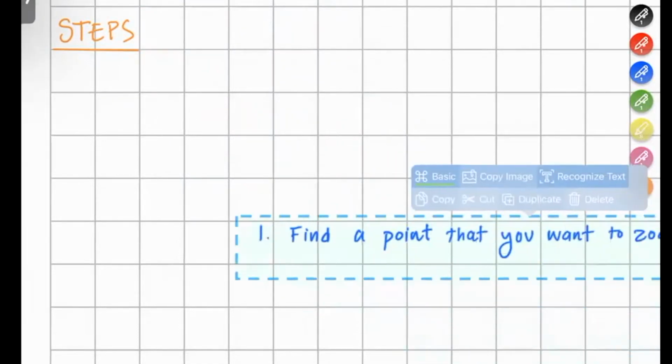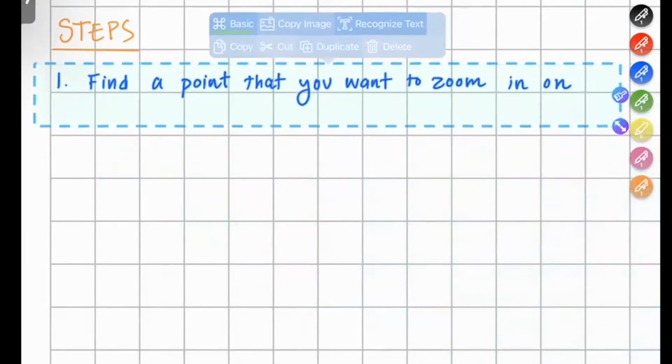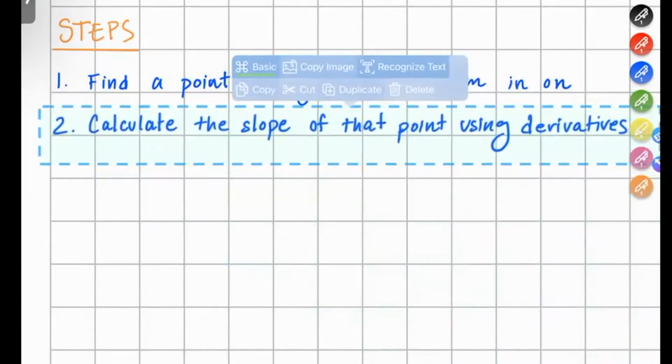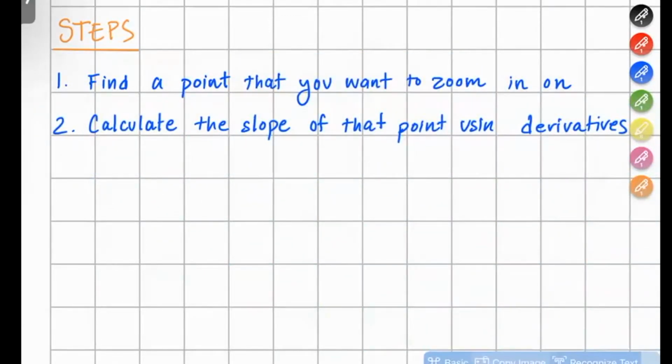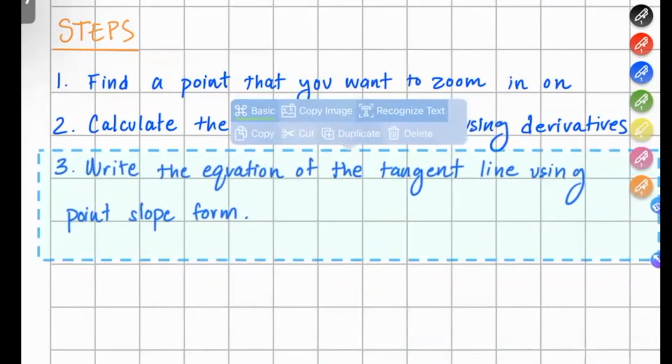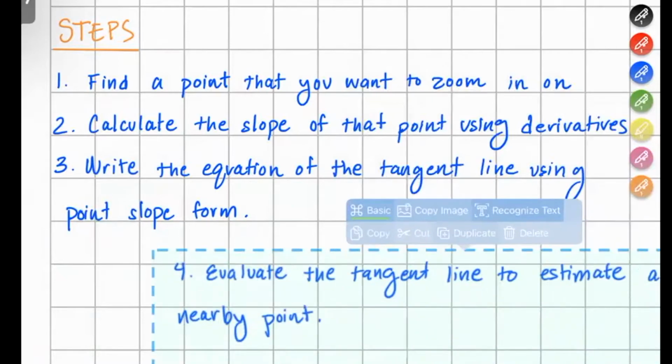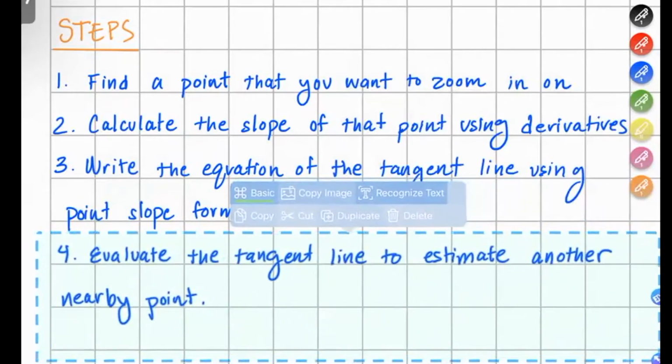The steps to using this formula are: 1. Find a point that you want to zoom in on. 2. Calculate the slope at that point using derivatives. 3. Write the equation of the tangent line using point-slope form. 4. Evaluate the tangent line to estimate another nearby point.